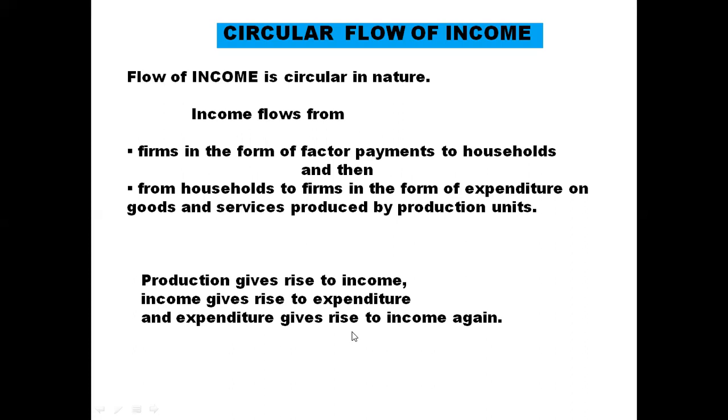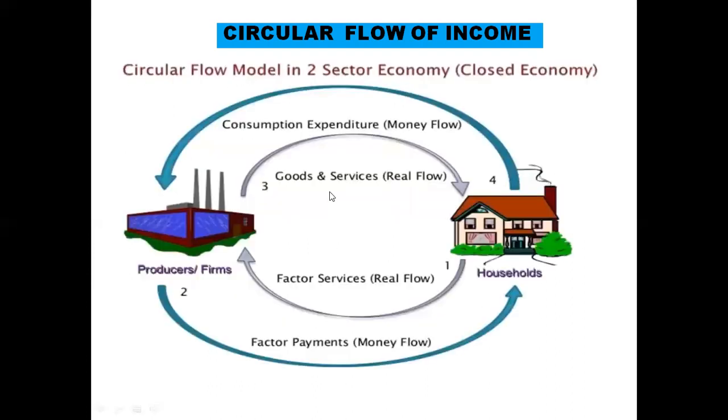So if the producers are producing, again they will hire laborers. So they will make factor payments to the households. So it will give rise to income again. And this process goes on and on. So that's why it is known as circular flow of income. Mind it, flow of income is circular in nature. So it is an unending process.